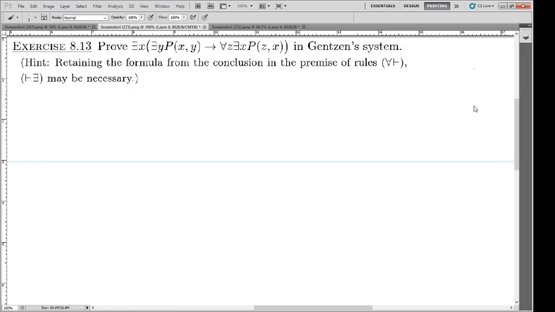In exercise 8.13, they want us to prove one formula in the Gentzen system, and they have given us a hint: retaining the formula from the conclusion in the premise of rules right for all and left existence. No, left for all and right existence may be necessary. So this proof needs to be structured a bit differently than usual.